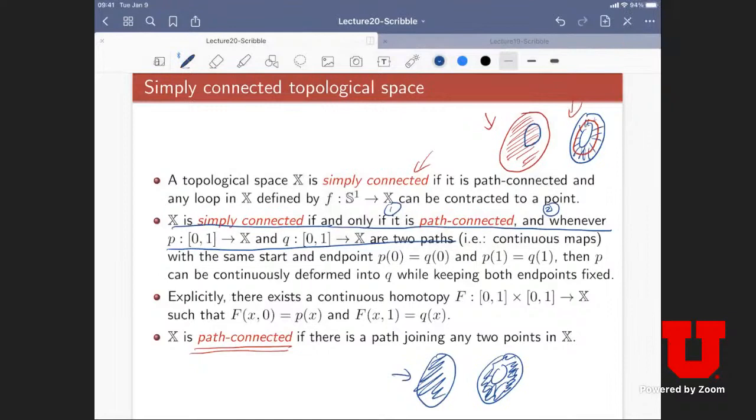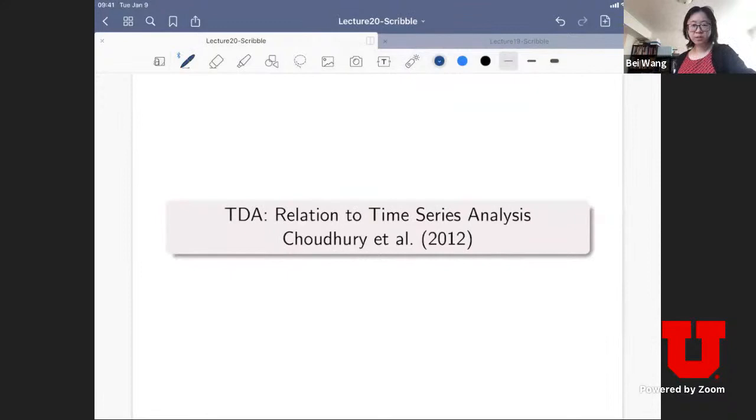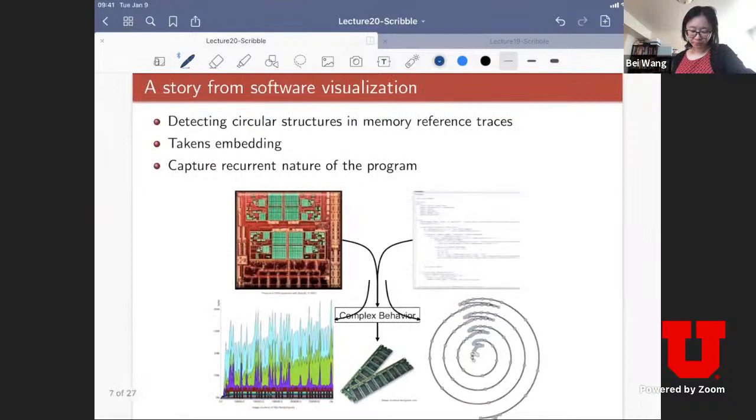Okay, all right. So this is just a little bit over topology concepts. I want to start talking about topological data analysis, but I want to talk about it through an example. And the example I want to start with is a story from what's called software visualization. It's a very interesting application of TDA. So the idea is to try to detect what we call circular structure in memory reference traces.